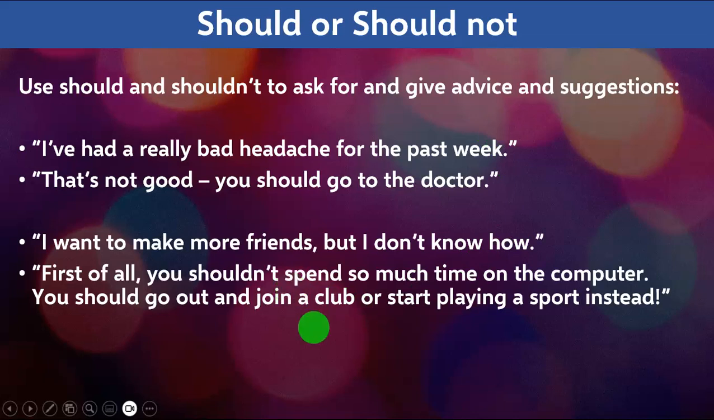I want to make more friends, but I don't know how. First of all, you should not spend so much time on the computer. You should go out and join a club or start playing a sport instead. So you see, shouldn't spend so much time on the computer is a suggestion, and you should go out and join a club is advice. Right? So these are two examples of should and should not being used for advice and suggestions.